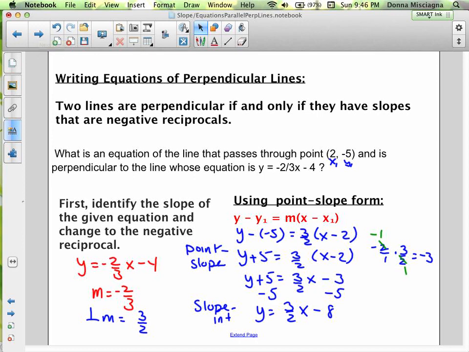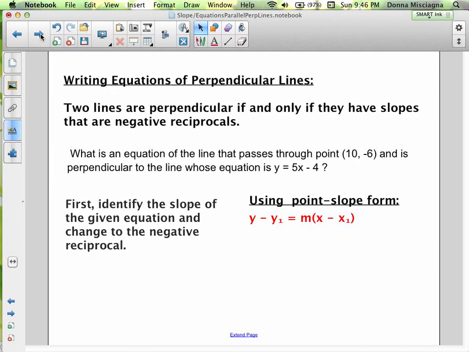I think we have one more. And we do. Just as a reminder, two lines are perpendicular if and only if they have slopes that are negative reciprocals. What's the equation of a line that passes through the point (10, -6) and is perpendicular to the line whose equation is y equals 5x minus 4?